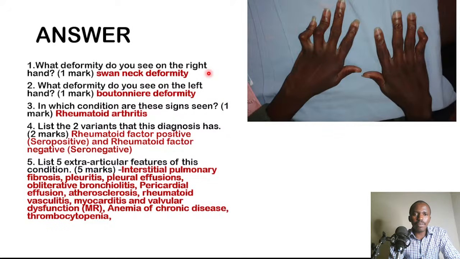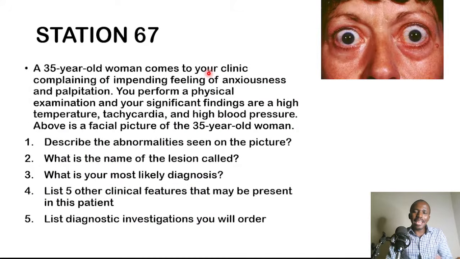Very, very important. It's never really an exam without a patient with a thyroid problem. So this woman is very famous because you saw her in 3rd year, if you were doing a lot of reading. In 4th year, you saw this woman. In 5th year, you saw this woman. In 7th year, probably you saw this woman. So a 35-year-old woman comes to your clinic complaining of an impending feeling of anxiousness and palpitations. You perform a physical examination and you significantly find that there is high temperature, tachycardia, high blood pressure. Above is the facial picture of the 35-year-old woman.